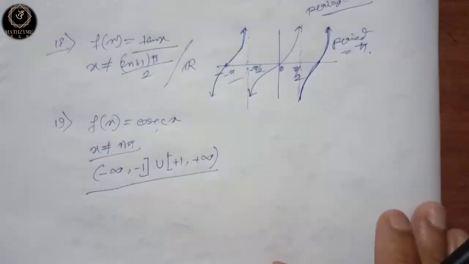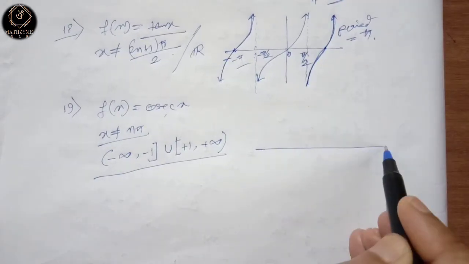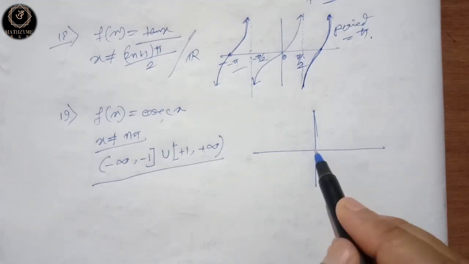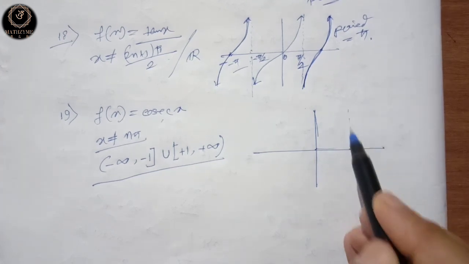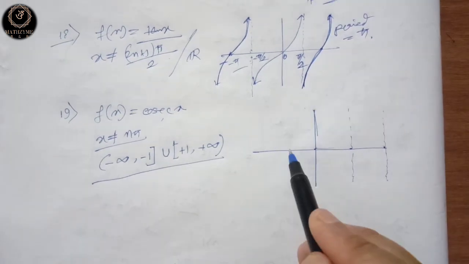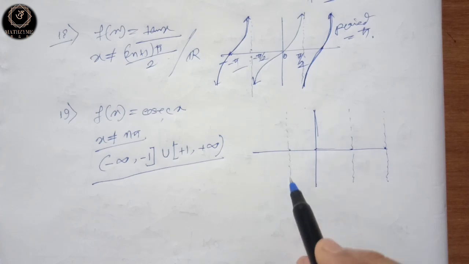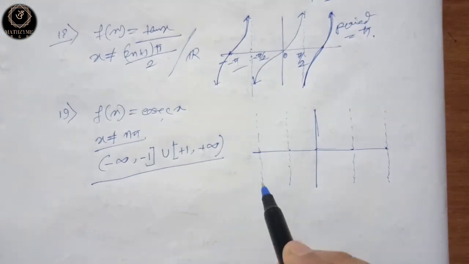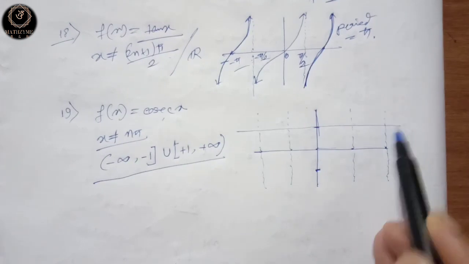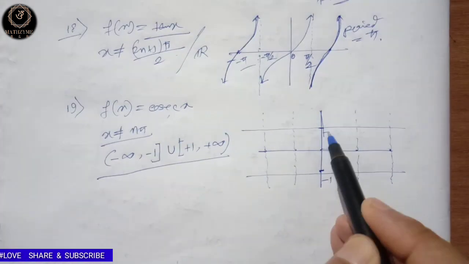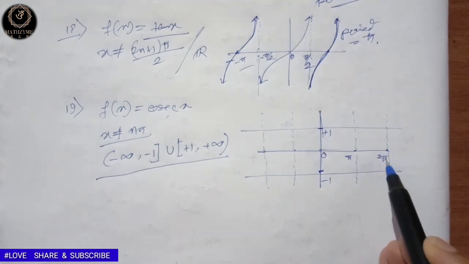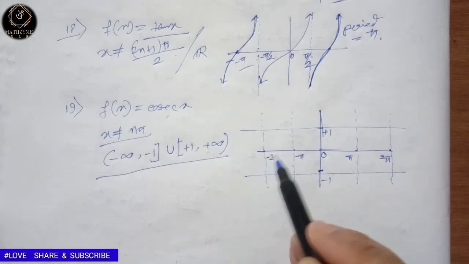Okay, now see the pattern of the graph. This is the x-axis, and this is the y-axis. From 0 to pi we have a section, pi to 2 pi is also another section, and here minus pi and minus 2 pi. This is 1 unit and this is negative 1 unit. So this is 0, this is pi, 2 pi, negative pi, negative 2 pi.